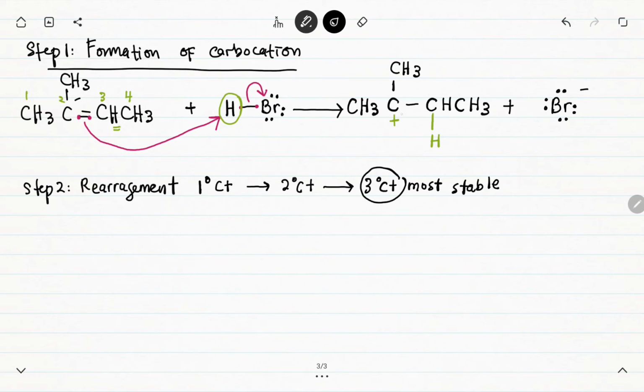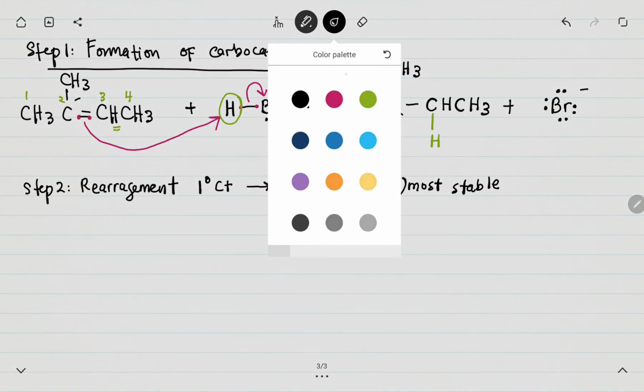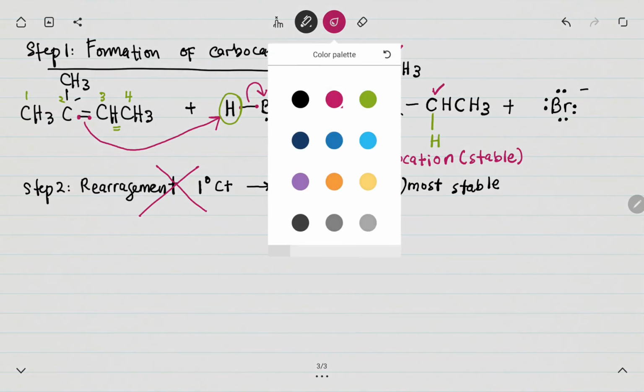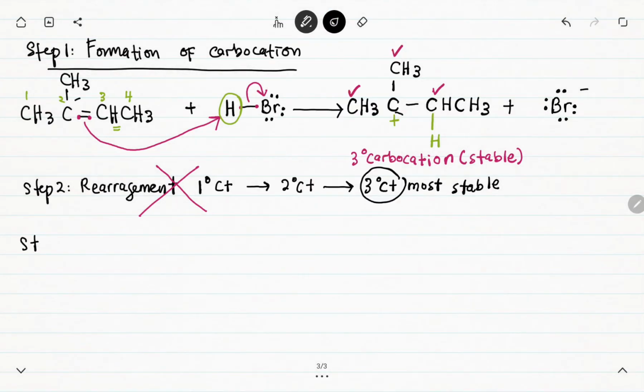Since we already found the carbocation in step 1, we must classify this carbocation. C plus is attached to 1, 2, 3 alkyl groups, so we classify this as a tertiary carbocation. This tertiary carbocation is already stable. So if it is already stable, step 2 does not exist in our reaction mechanism. So you just proceed to the next step, and we label it step 3.